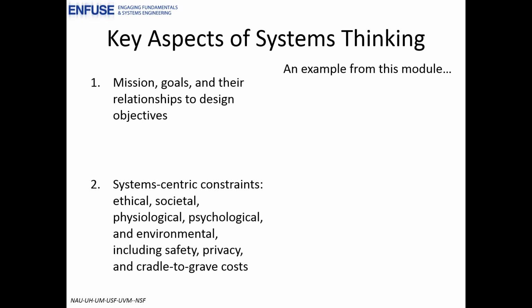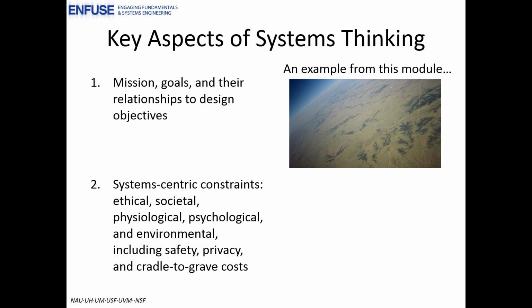Okay, so the first key aspect of systems thinking is to think about the mission that you have, the goals, and their relationships to the design objectives. The mission that we had for this module was to realize a remote trigger for a camera that's going to go on a balloon sat and fly into the atmosphere to be able to take pictures of an area, for example, a disaster area.